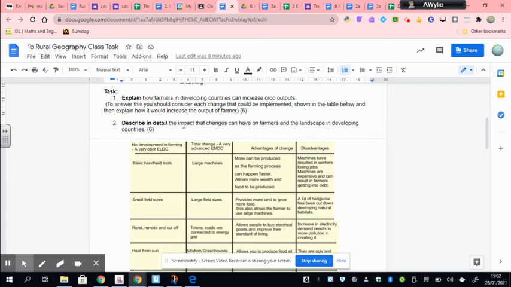A third impact is that the farmer no longer needs to have large families because he doesn't need children for the workforce. So family sizes decrease, which reduces the population pressure in countries.